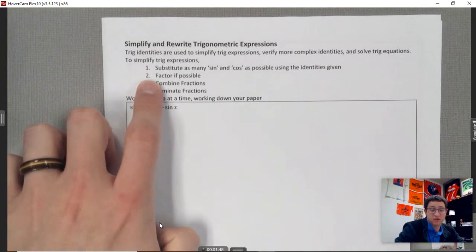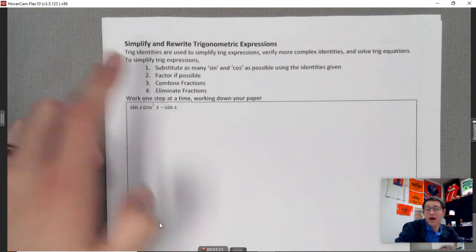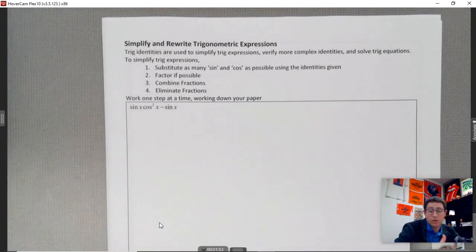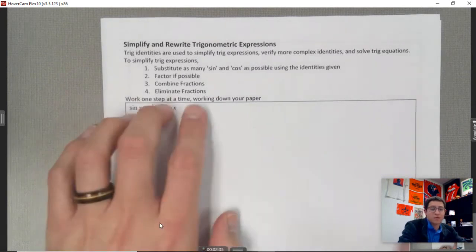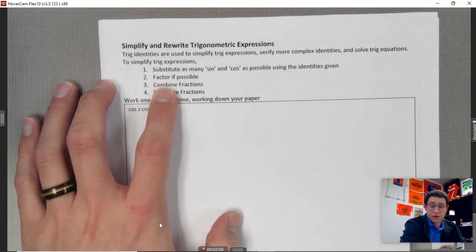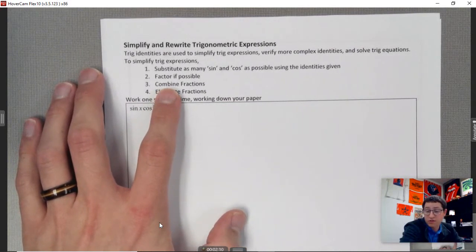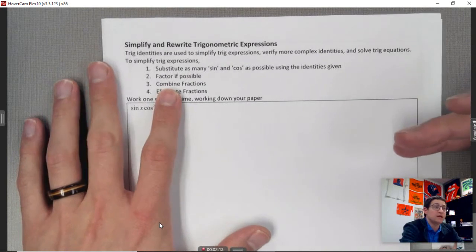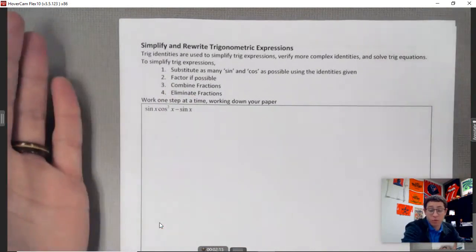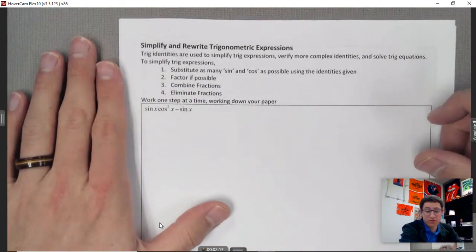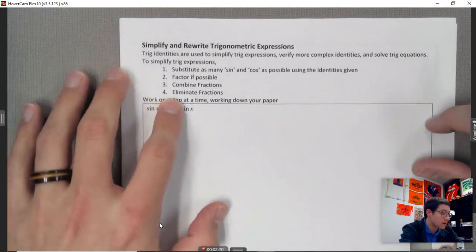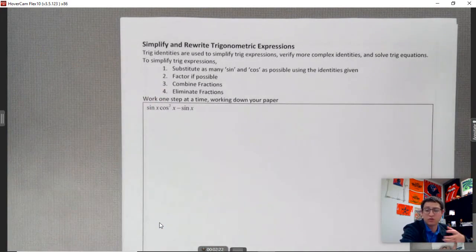Second, factor if possible. If you notice something that is factorable, then we want to factor. We want to maybe undistribute, or find the greatest common factor, or factor the trinomial, different things like that. We want to factor if we can. Third, we want to combine fractions. In order to combine fractions, if we're adding, we're going to have to find the common denominator. If we're multiplying, then it's a little bit more simple, you just multiply straight across. And then we want to eliminate those fractions once we combine them.